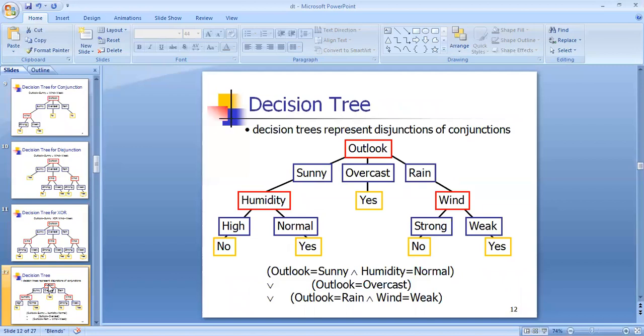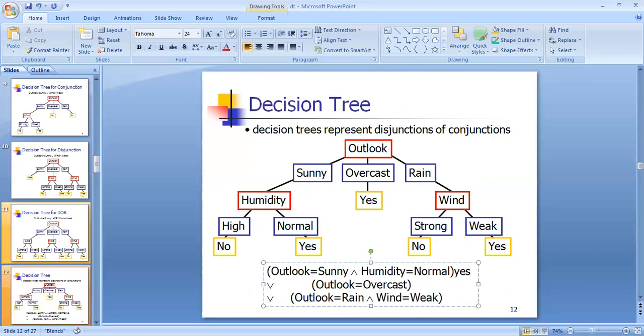Okay, so now you have to see the decision here. A decision tree represents a disjunction of conjunctions. So now you have to join each and everything. Joining first, you see outlook is equal to sunny and humidity is equal to normal. So what is the condition? Yes. So outlook is equal to sunny and humidity is equal to normal, so it will be yes.